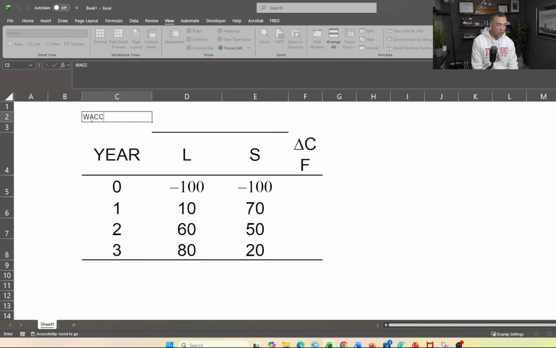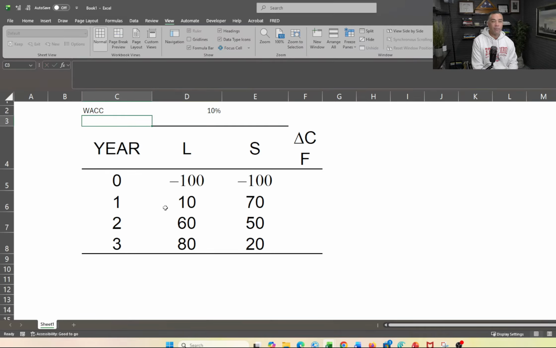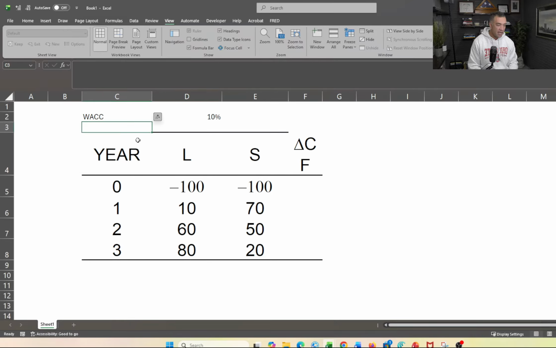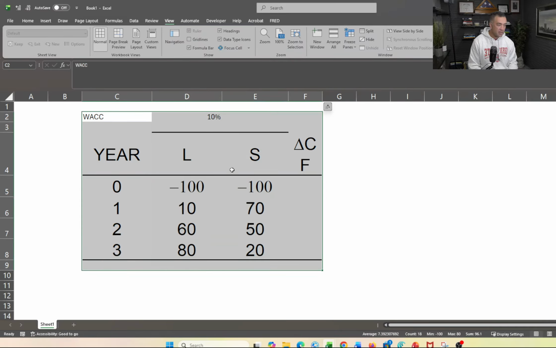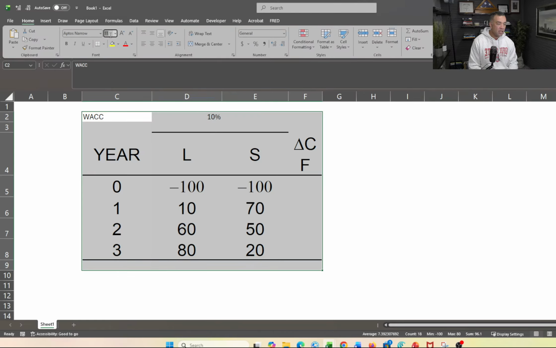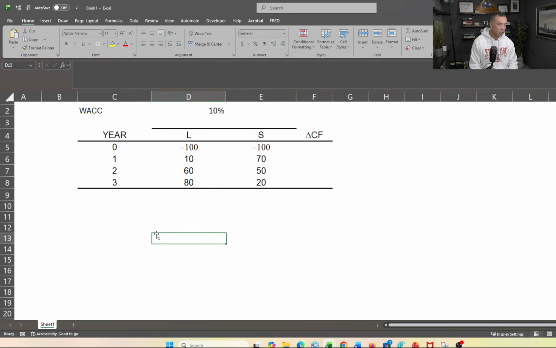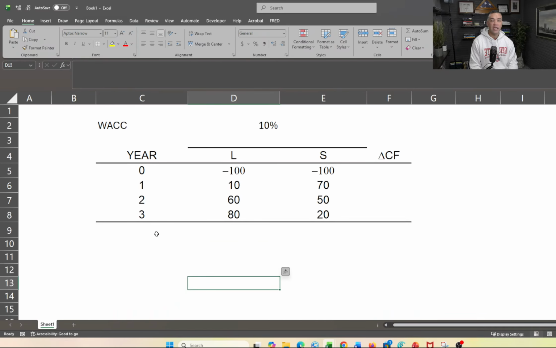So a couple things we want to know. What is the WACC? I believe we did was 10%. So we have two different projects here. We got Project L and Project S. And I'm just going to make these the same font. And what you want to know is the rule for capital budgeting. In this example, we're going to do the NPV, the IRR and the MIRR.